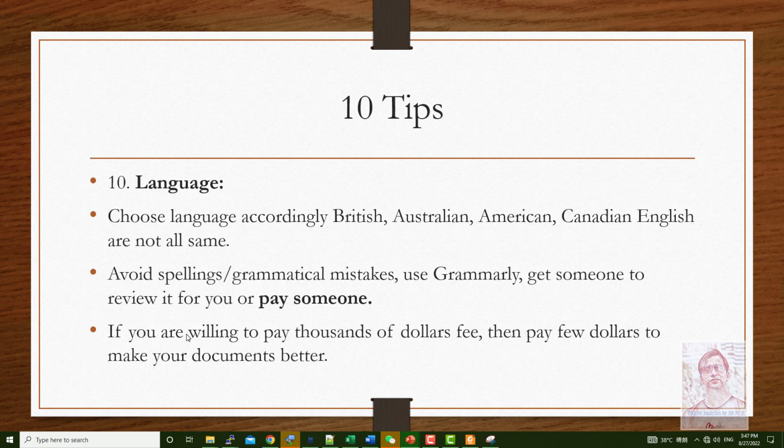Okay. And the last point is language. Choose language accordingly. British, Australian, American, Canadian English are not the same. If you are applying for Europe, maybe you should go with the American or British style of English. But if you are applying for Britain, maybe you should go with the British style. Avoid spelling and grammatical mistakes. Do not start sentences with because and things like that. Okay. Use Grammarly. Preferably use paid Grammarly and find the mistakes.